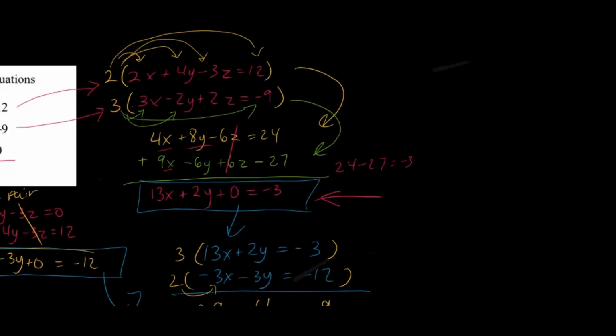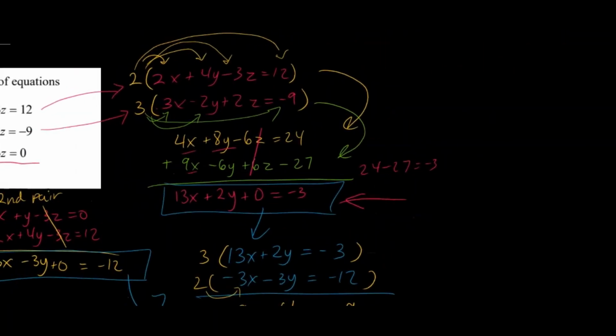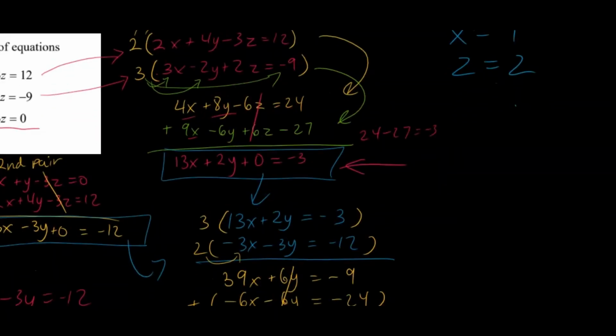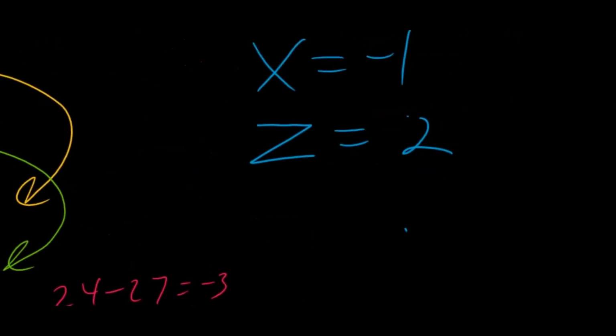So now just to make it easy to read everything, I'll just write all of our terms. So x was equal to -1. z was equal to 2. z looks the same as my 2. And y was 5.